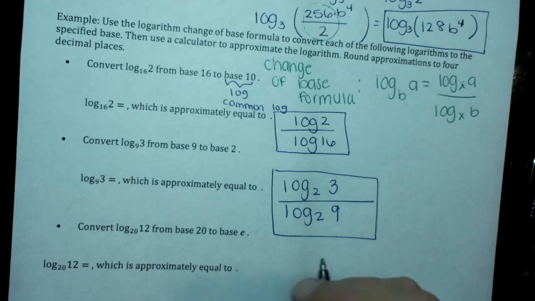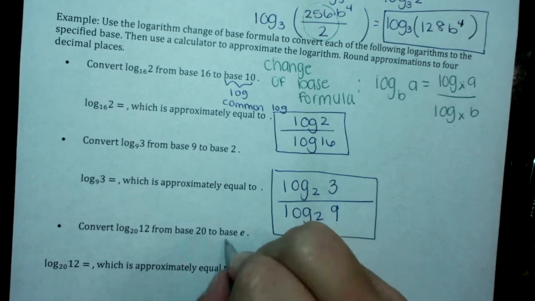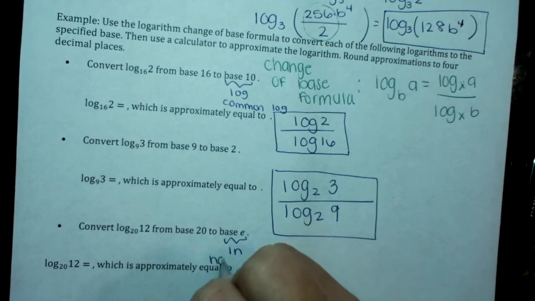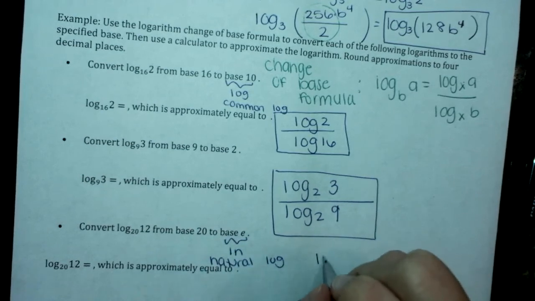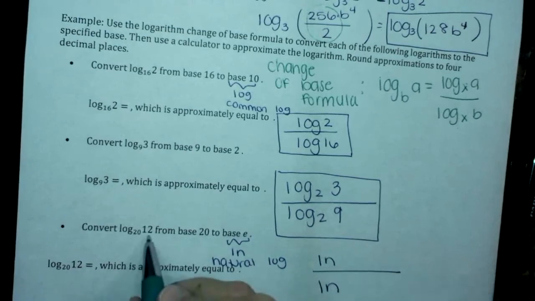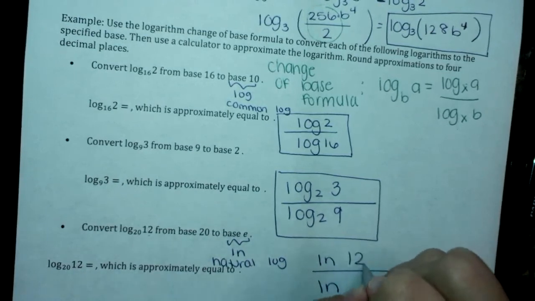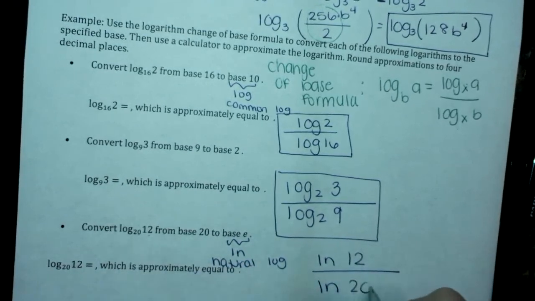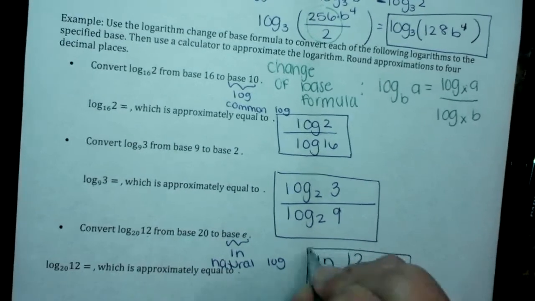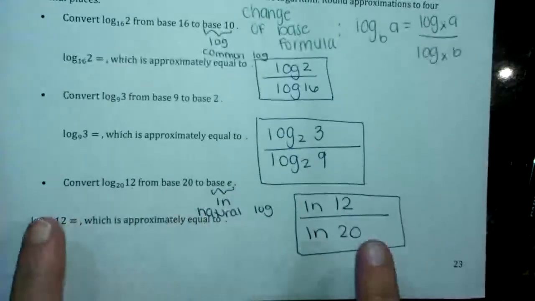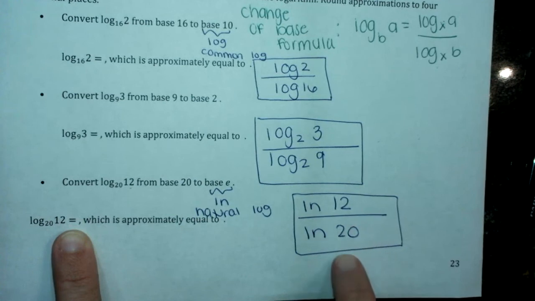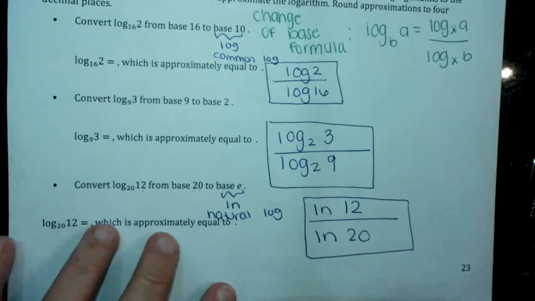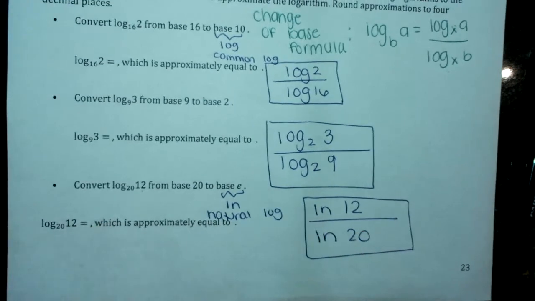All right, so to base e. So we know base e is going to be ln, which is natural log. So ln on the top, ln on the bottom. That 12 is kind of up higher, so it's going to be the natural log of 12. The 20 is our base, so it's going to go to the bottom. So natural log of 12 divided by the natural log of 20. These mean the same thing. Log base 20 of 12 is the same thing as natural log of 12 divided by natural log of 20. Just two different ways of writing it.